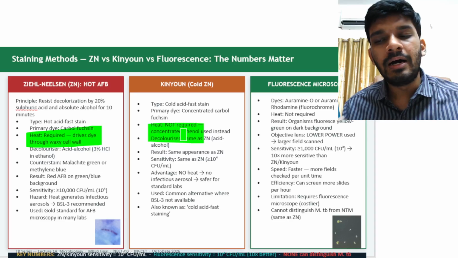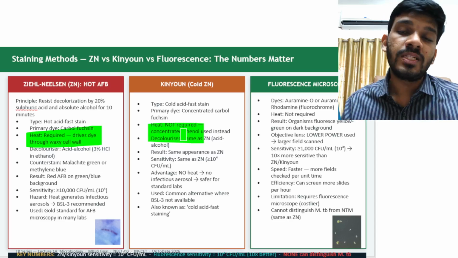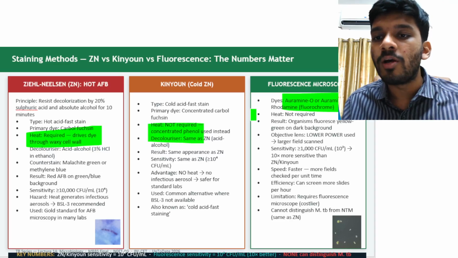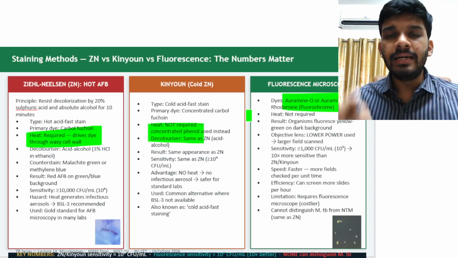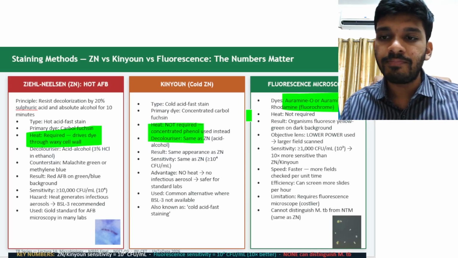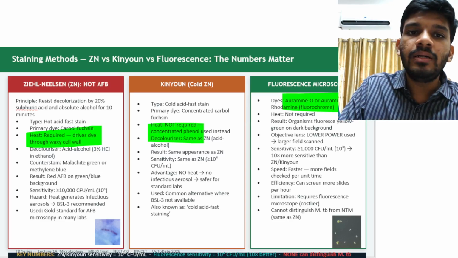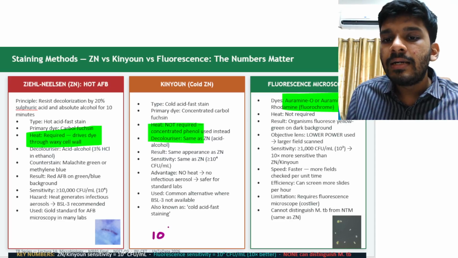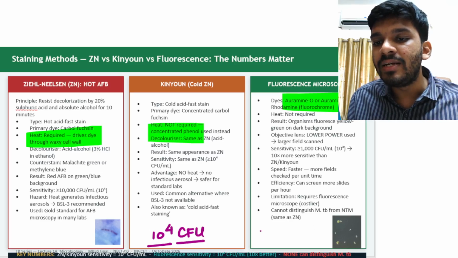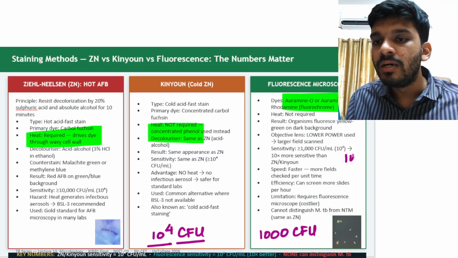generation of any aerosols. The best staining method is fluorescence microscopy, where you use a specialized dye called the auramine dye or the auramine rhodamine dye. Here, heat is not required. The organisms will show yellow-green fluorescence on a dark background. Okay. So here the sensitivity is increased. Remember, here you needed at least 10,000 colony forming units. So it is 10 times more sensitive. It needs only 1,000 colony forming units, that is 10 raised to power 3.